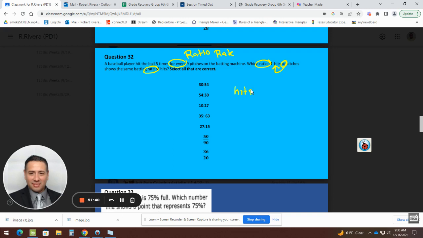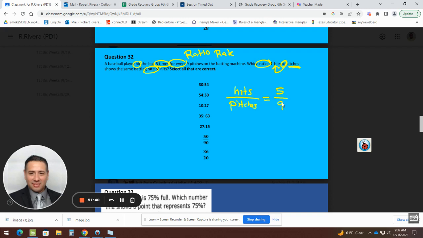I'm going to go hits to what? Pitches. Now I can put my ratio. He hit the ball 5 times, so the 5 goes on the top. And then how many pitches were there? 9. So the 9 goes on the bottom. Okay? Questions?